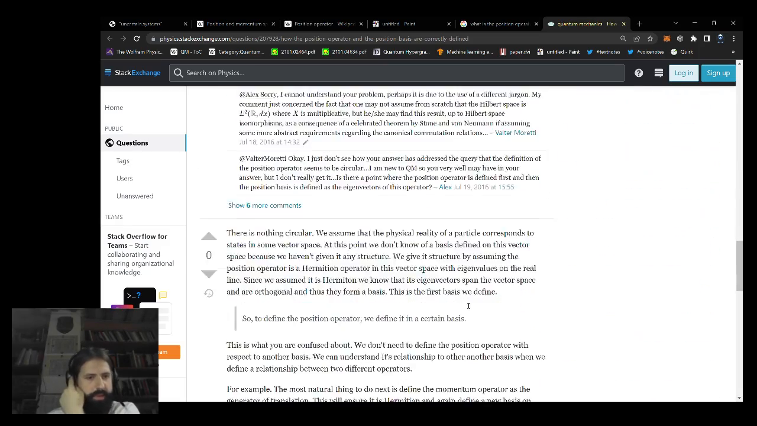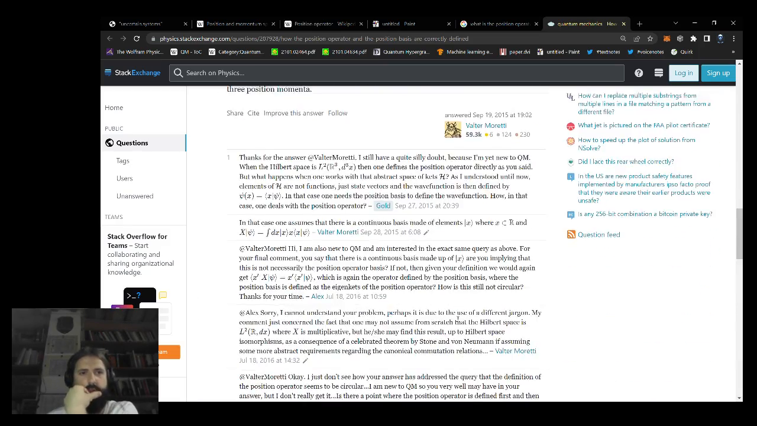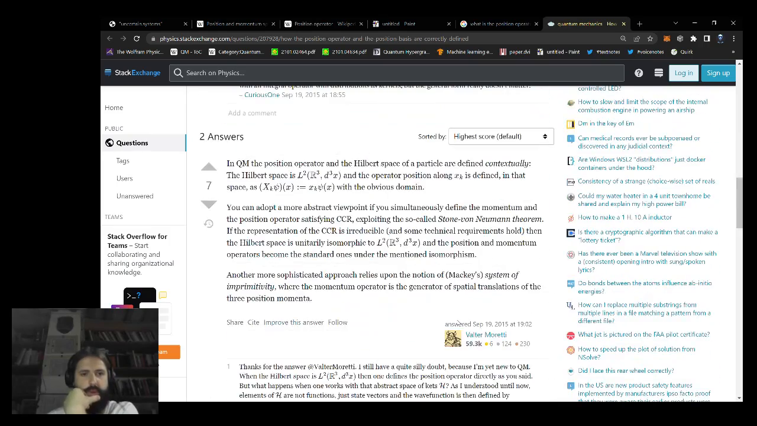So what is the accepted answer? Is there any accepted answer? No, but this one has a lot of upvotes. In quantum mechanics, the position operator and the Hilbert space are defined contextually. The Hilbert space and the operator position along xk is defined in that space with the obvious domain. You can adopt a more abstract viewpoint if you simultaneously define the momentum and the position operator satisfying CCR, whatever that is.